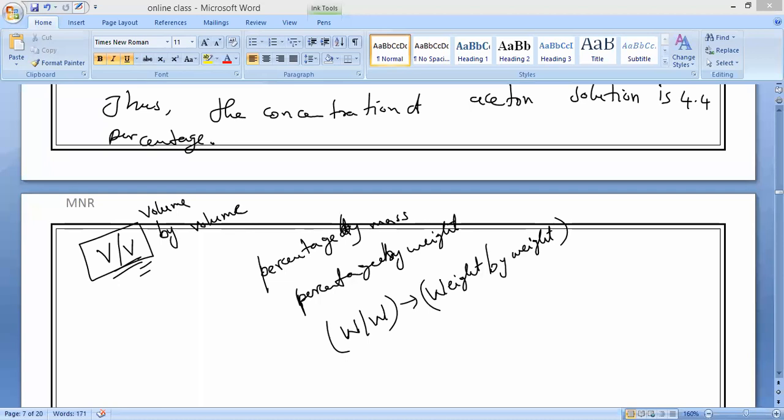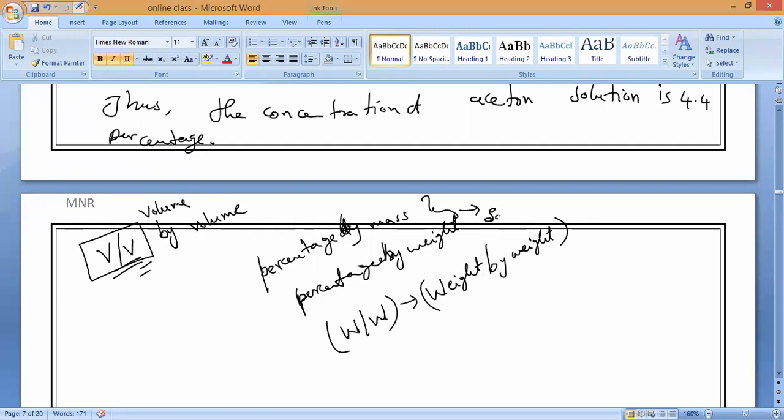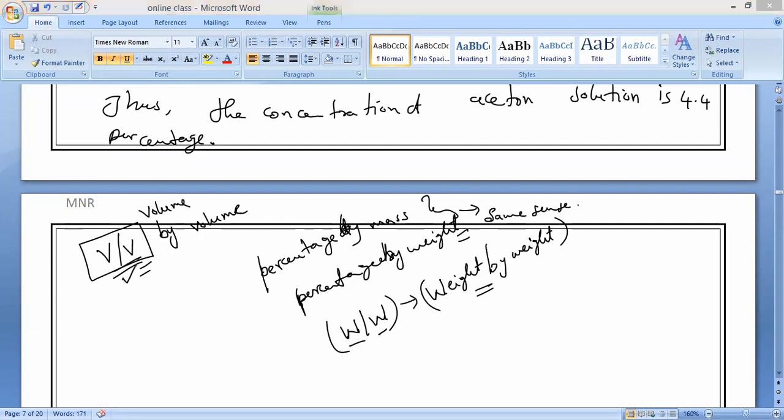Till the next chapter in physics, mass and weight have been used in the same sense. That is why percentage by mass or percentage by weight is represented by W by W. And volume, how can we represent it? V by V. Do you understand?